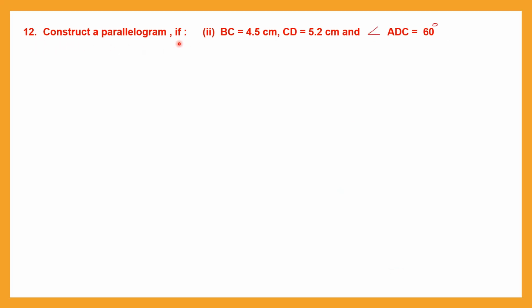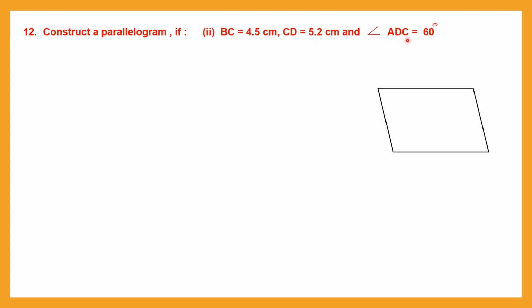Construct a parallelogram if BC is 4.5, CD is 5.2 and angle ADC is 60 degrees. So first let's draw a rough figure. So we have a parallelogram. Now here we have BC is 4.5 and CD is 5.2. Which one do we use as the base? So let's continue and see.